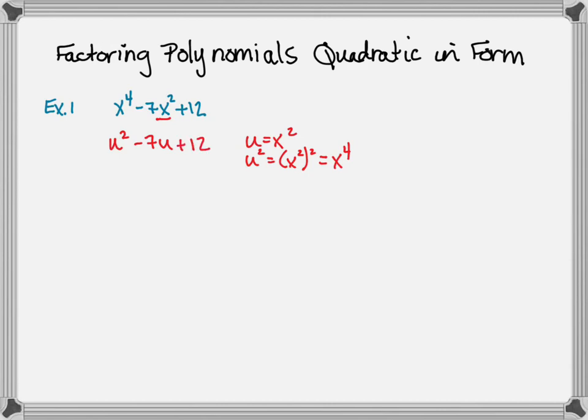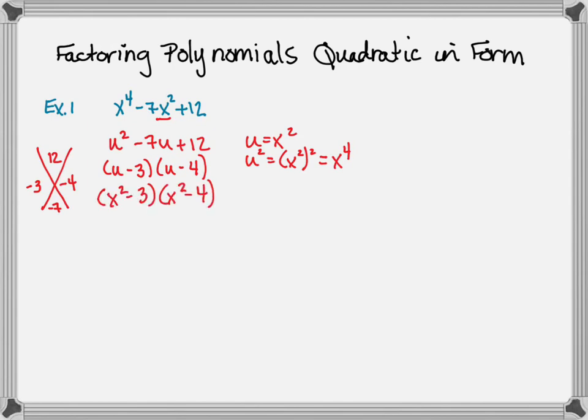So now we have u squared minus 7u plus 12, which is quadratic, and we know how to factor this. I'm looking for numbers that multiply to 12 and add up to negative 7. Those numbers would be negative 3 and negative 4. The coefficient of u squared is 1, so I can go right to parentheses, and this factors to u minus 3 times u minus 4. And now we'll substitute back. Instead of u, I'm going to write x squared minus 3, and then x squared minus 4.